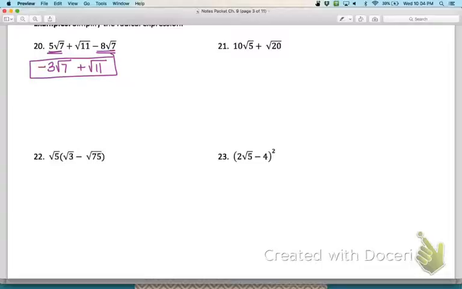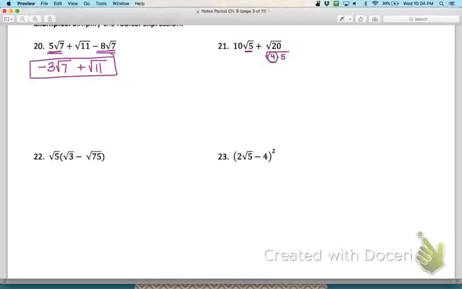Okay? Now, if you look at number 21, you might look at it first and say, but Miss Ramsey, there's no like radicals there, so that means we can't do it. That might be true. But we have to make sure that all of our expressions are simplified all the way before we finally decide that there's nothing we can do. So there's no fractions, there's no radicals in the denominator, so the only thing we have to check for is perfect square factors. So we say, are there any perfect squares that go into 5? No. Are there any perfect squares that go into 20? Yes. This is going to be the square root of 4 times 5.